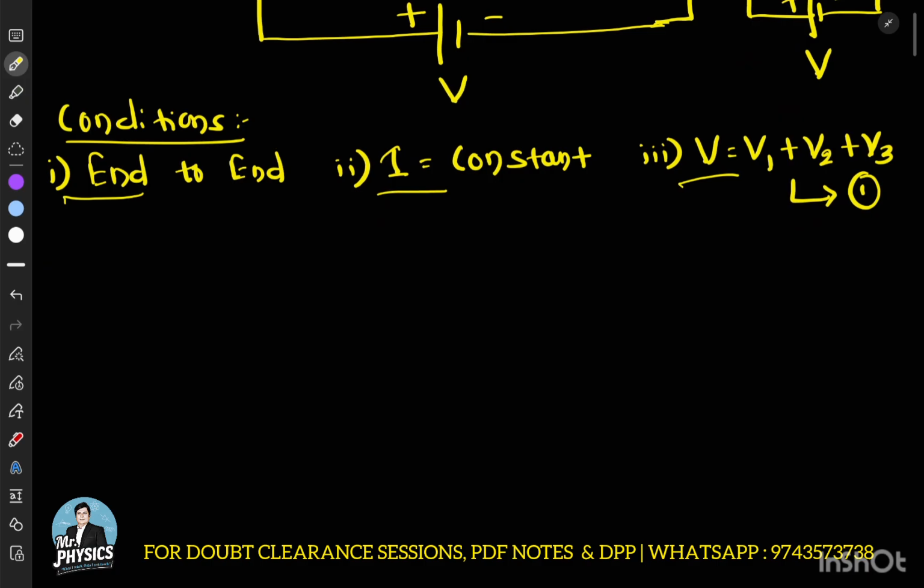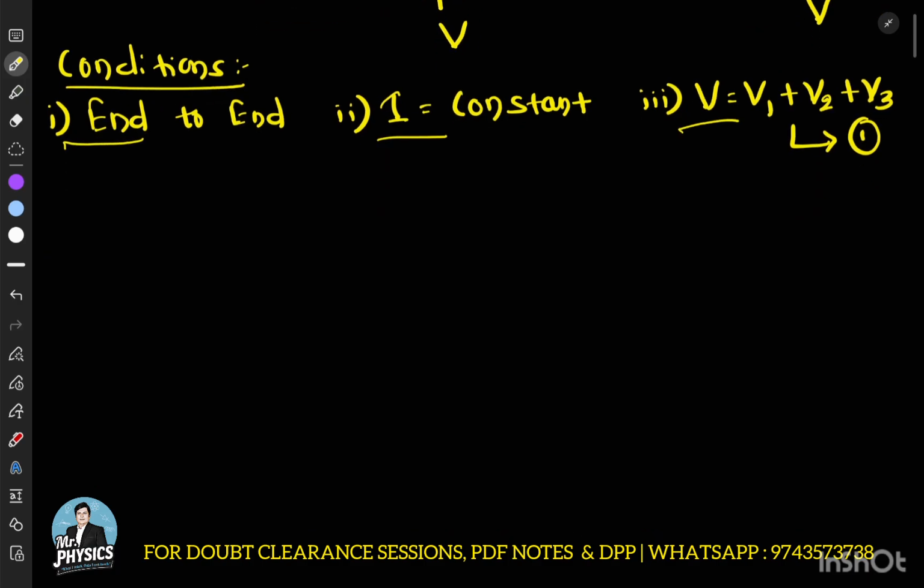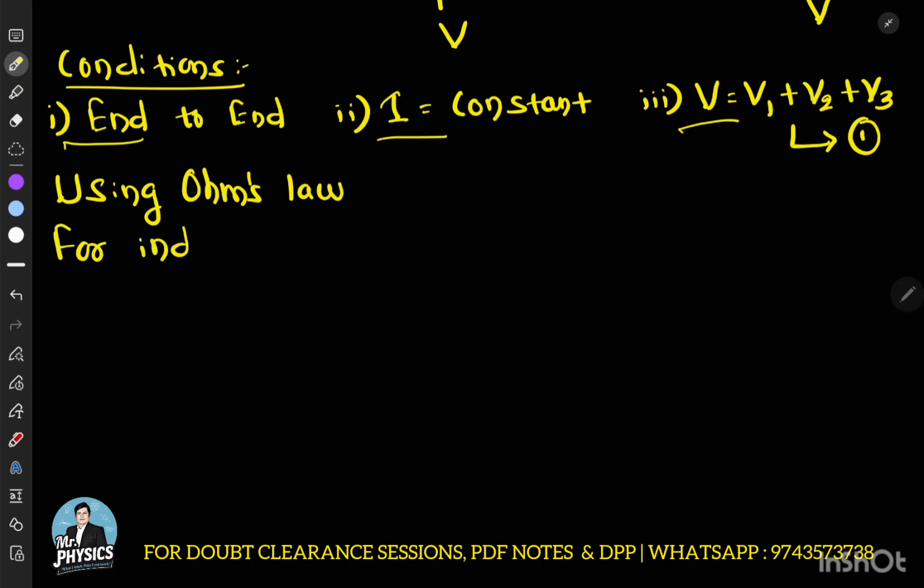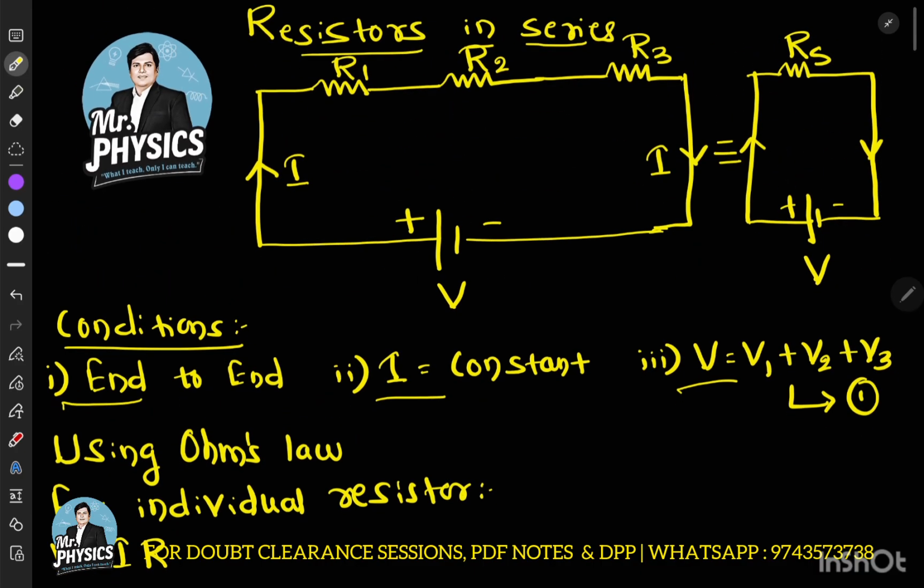To prove the relation between the equivalent resistor and individual resistors, we are going to use Ohm's law. We apply Ohm's law for individual resistors as well as the equivalent resistor. Initially, for individual resistors, the general formula of Ohm's law is V equal to IR.